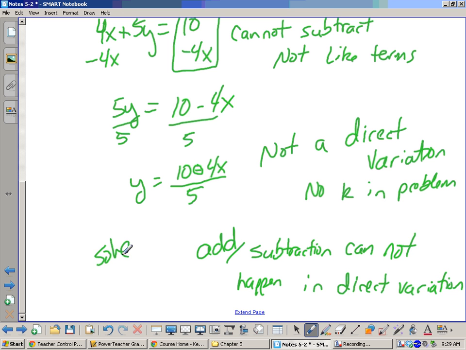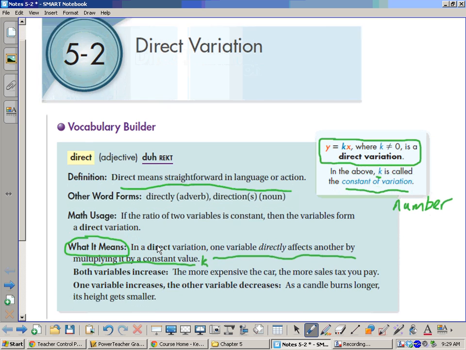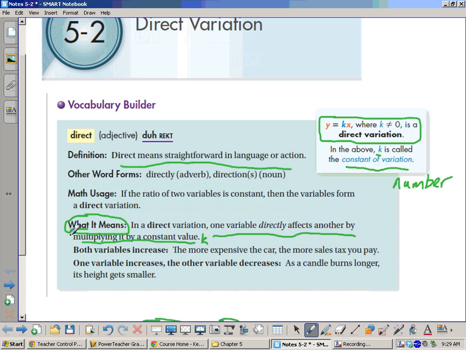So when you go to solve for y, after solving for y, there can be no adding and subtracting in the problem. Okay, it has to be just multiplication. Let me go back to the definition. Remember, the definition says only multiplying. So that's why that was not a direct variation.